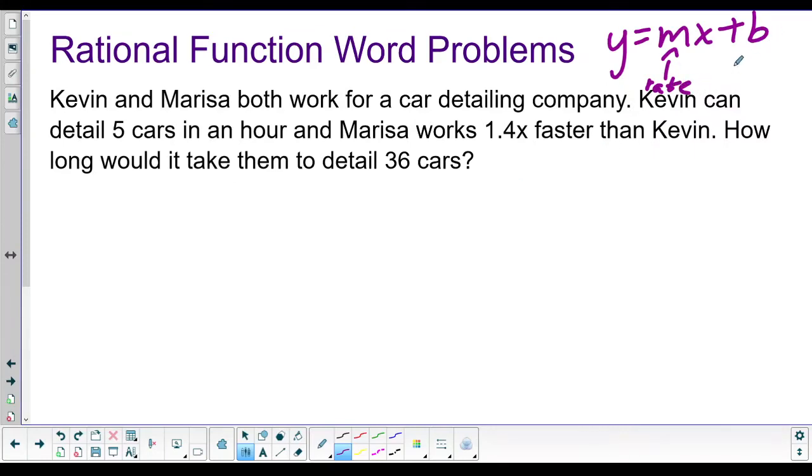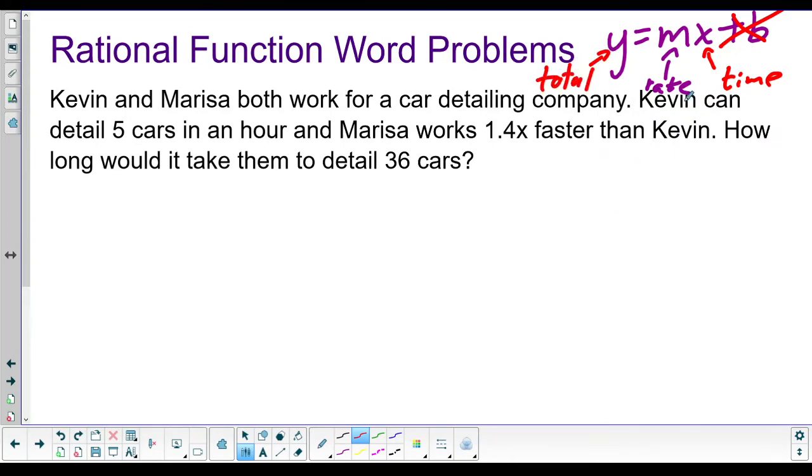B is your y-intercept, but on all of these word problems you're going to deal with, you don't have any starting values. You start with no cars washed, or no yards cleaned, or no dishes done. You haven't done anything yet, so B is just 0. And then x is your independent variable. Usually you're doing something and it takes you some amount of time. So usually this x is going to be your time. And then y will be the total number of things you do.